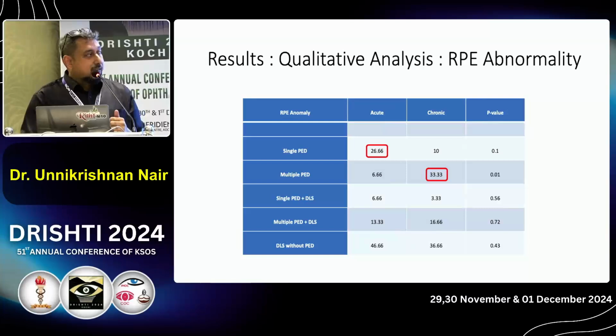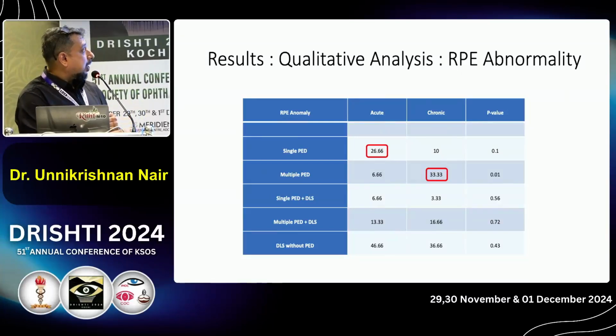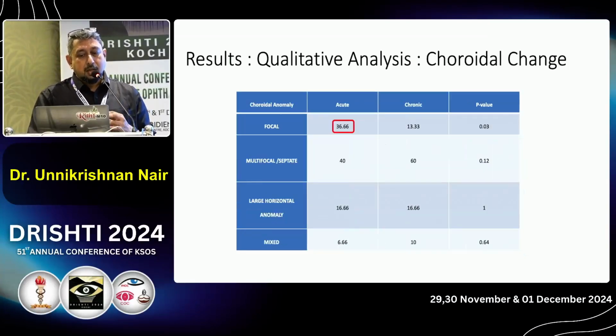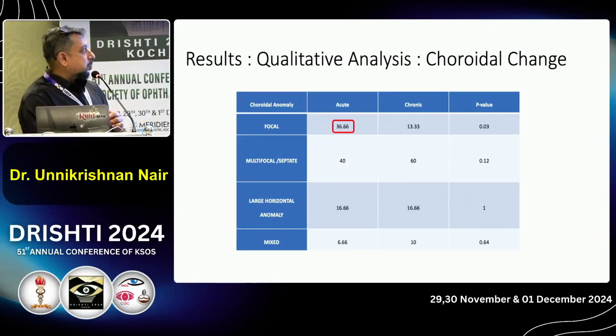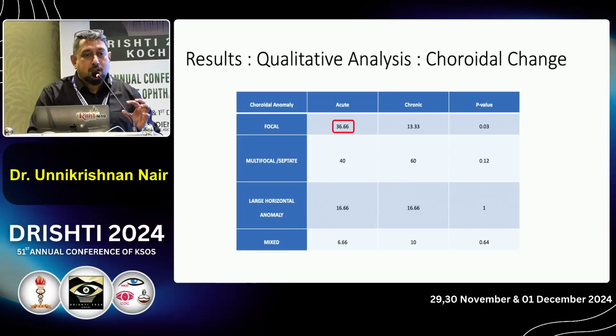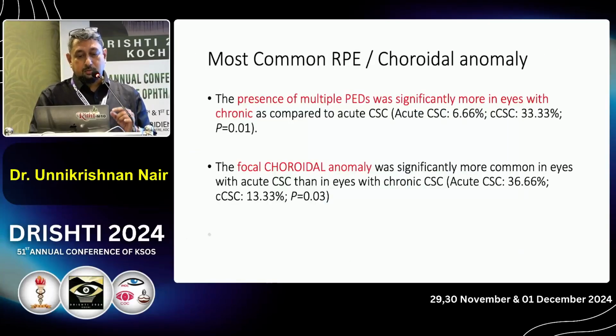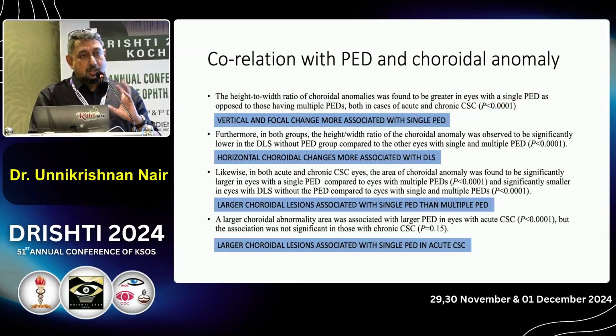Looking at the qualitative analysis, the most common finding in acute CSR was the presence of a single PED. In chronic CSR, the presence of multiple PEDs was the most common feature. The most common choroidal change was a large focal choroidal vessel, or a pachy vessel, when you had a focal RP lesion. So basically, the most common was multiple PEDs in chronic CSR and a focal choroidal enlargement or a pachy vessel in acute CSR. So this is how the correlation went.